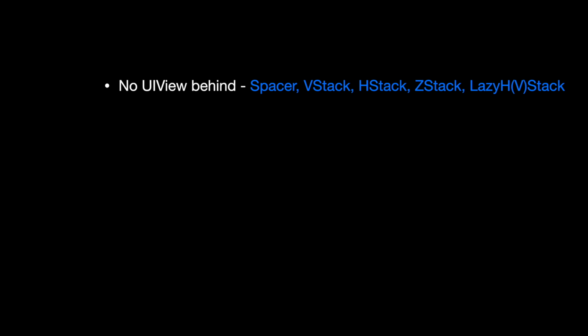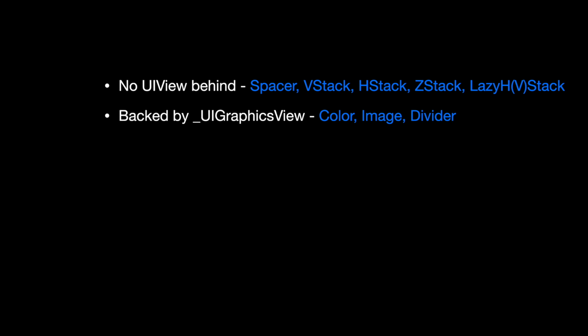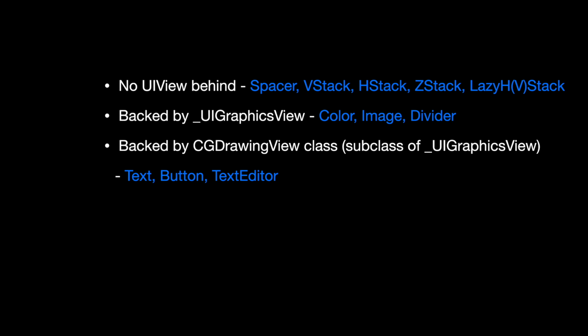I will try to group all views based on the way they are backed by UIKit. First is no UIView behind, like for layout or structure-based views like Spacer, VStack, HStack, ZStack, LazyHStack or LazyVStack. The second group is backed by UIGraphicsView, and it's for graphic-based views like Color, Image or Divider. The third group is backed by the CGDrawingView class. It's a subclass of UIGraphicsView for text-based views like Text, Button or TextEditor.